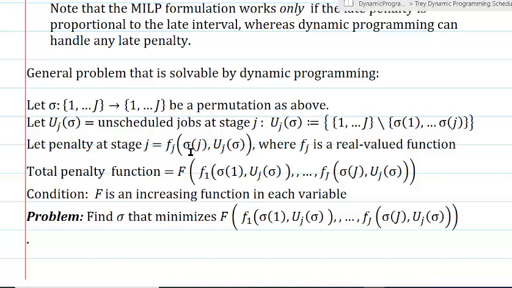For example, I can get the completion time of the jth job because that depends on the unscheduled jobs. From the unscheduled jobs, I can deduce the jobs that have already been scheduled, and I can deduce the total duration of those jobs. So sigma of j and the unscheduled jobs give me the information I would need to find the late time. The late time is a special case of this kind of function, but this kind of function is more general.